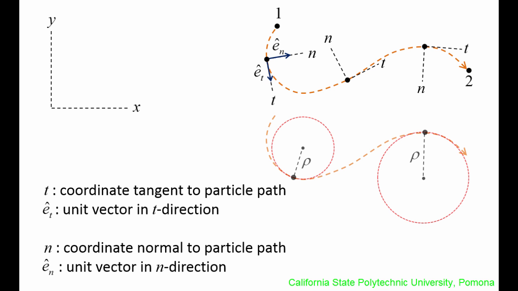The local radius of curvature, denoted by the symbol ρ, gives the curviness of the path. As the local radius of curvature decreases, the path becomes curvier. The n-coordinate always points in the direction of the local radius of curvature. Now we'll derive equations for the velocity and acceleration in this new coordinate system.